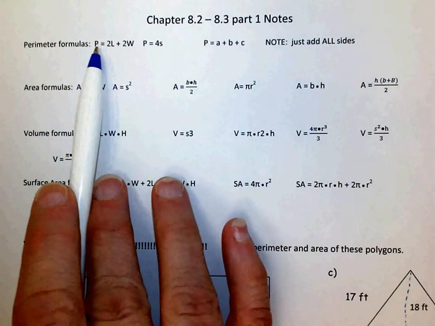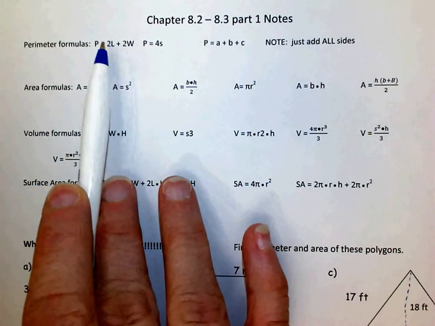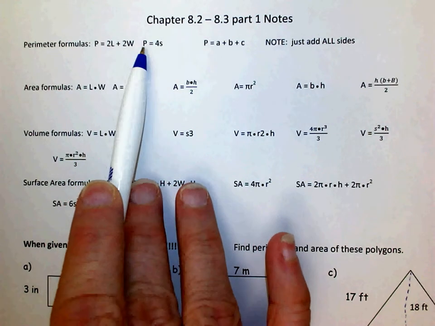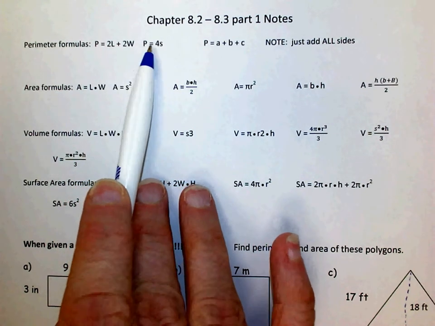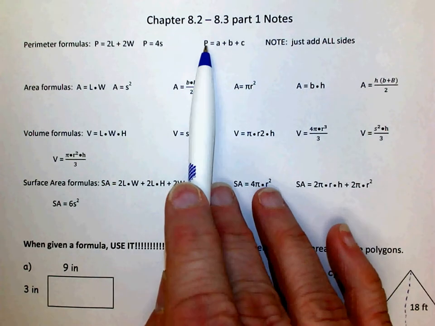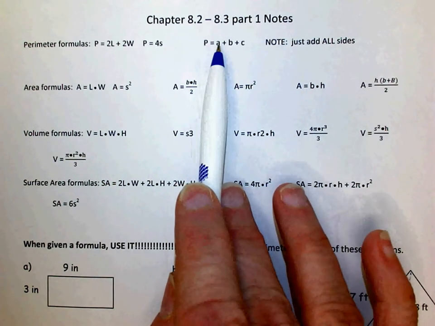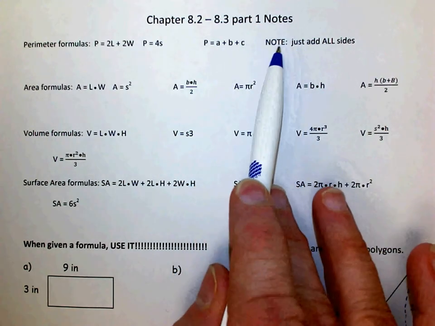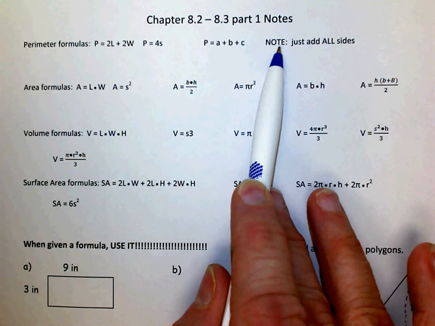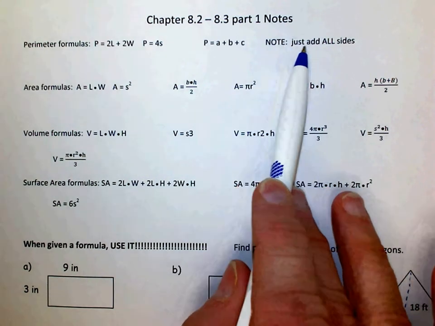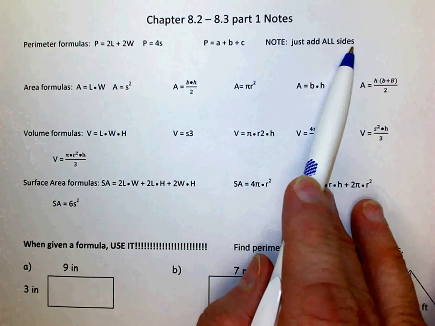Perimeter formula for a rectangle is 2 times length plus 2 times width. For the perimeter of a square is 4 times a side. And for a triangle, the perimeter is side A plus side B plus side C. And for any other, and actually for these as well, in any of these figures, just add up all the sides. That's the basic idea.